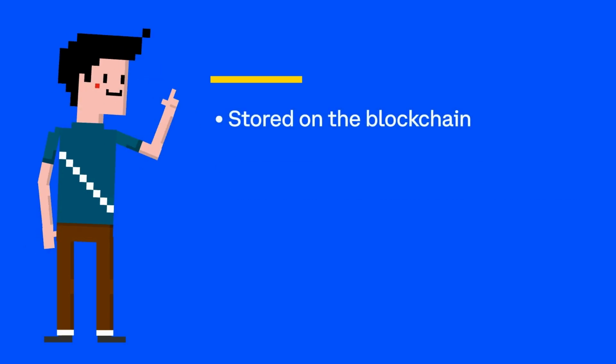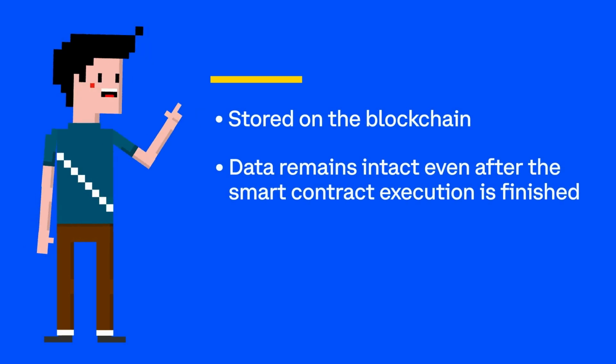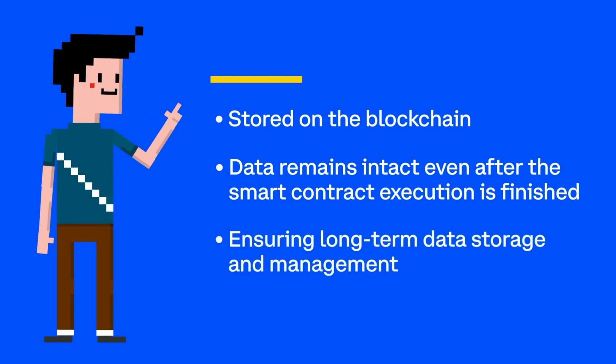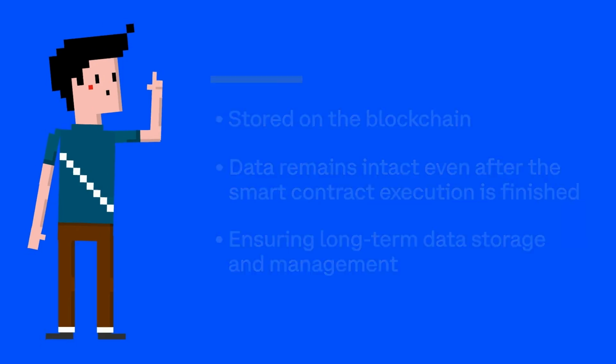Storage arrays, on the other hand, are stored on the blockchain. Their data remains intact even after the smart contract execution is finished, ensuring long-term data storage and management. This diagram illustrates the following steps.